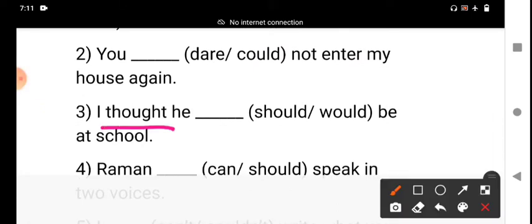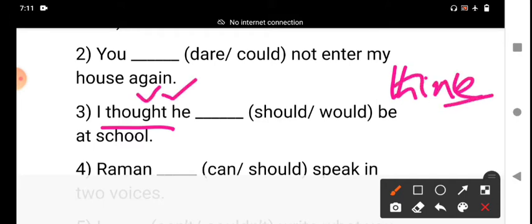I thought, think, thought. Think is the V1 verb. Thought is the V2 verb. It is a simple past tense. The main clause, the first clause, is in the simple past tense. And then I thought he dash be at school. Here we should select the appropriate answer. The correct answer is would. I thought not should, he would be at school.